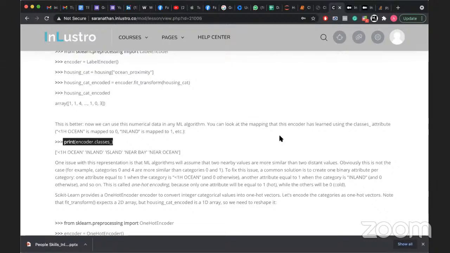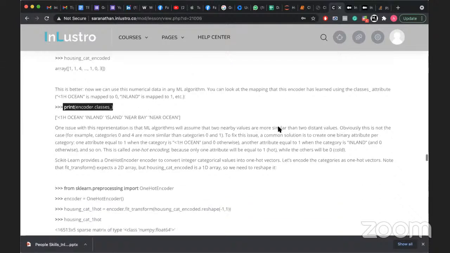So to fix the issue, a common solution is to create one binary attribute per category, right? One attribute equal to 1 when the category is less than 1 hour ocean, and 0 otherwise. Another attribute equal to 1 when the category is inland, and 0 otherwise. This is called one hot encoding, because only one attribute will be equal to 1 while the others will be equal to 0. So scikit-learn provides something called the OneHotEncoder to convert integer categorical values into one hot vectors. Let's see how to do that.